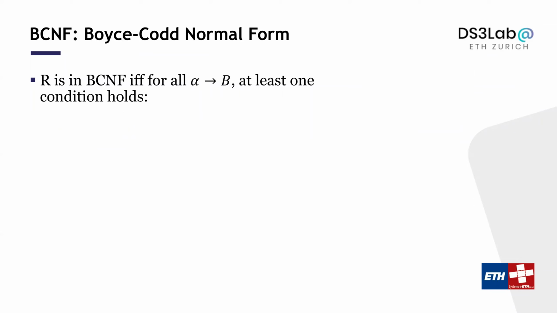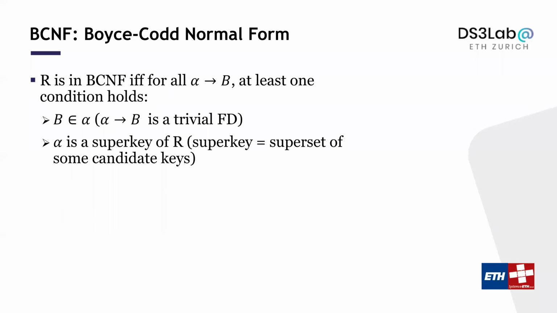We say a relation R is in BCNF if and only if for all functional dependencies that you have, from alpha to beta, at least one of the following two conditions holds. Either the functional dependency is trivial, that is, the right-hand side is a subset of the left-hand side, or the left-hand side is a superkey, that is a superset of some key. Essentially, compared with third normal form, we cannot get rid of the second condition. And if for all the functional dependencies in your system, it satisfies one of these two conditions, then we say that relation design is in BCNF.